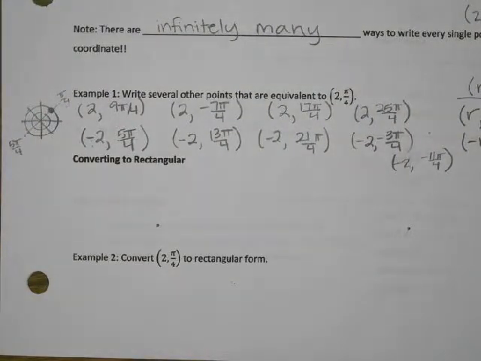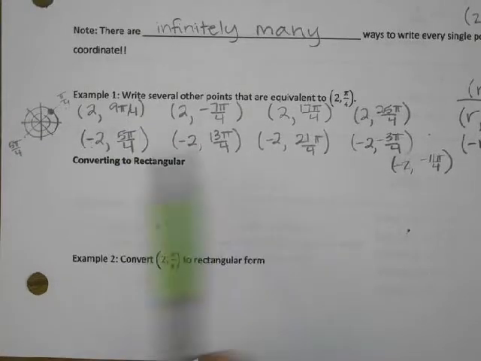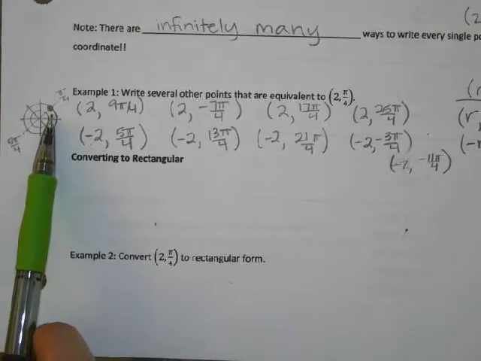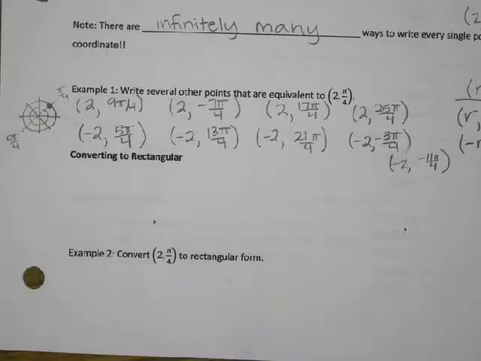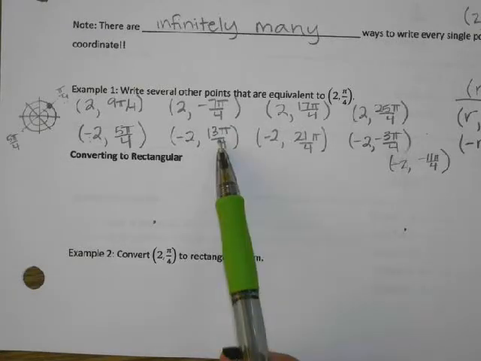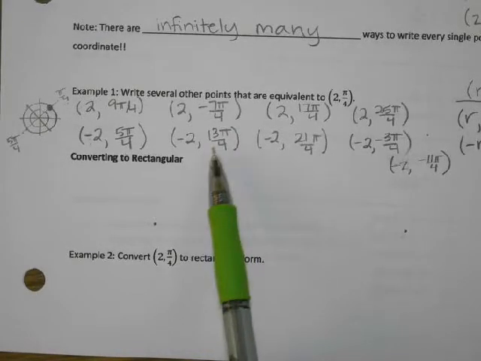How are your brains with that? So if I was to plot all of these points at the same time, every single one of them would be right here. None of them would be in a different spot. They'd all be in that exact same spot. Yeah. So why do we need to know other points that give you this? Because if they gave you a point like this, you would need to recognize that it really was the same point.